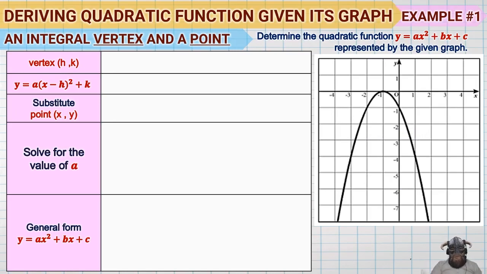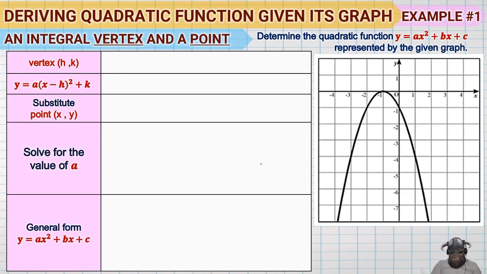Okay, example number 1. So the instruction says, determine the quadratic function y is equal to ax squared plus bx plus c represented by the given graph. So, ang final answer natin dito is naka-general form na. At the same time, I already have here the shortened version of the 5 steps that we'll be going to do. At the same time, meron din tayo ditong graph na given natin.